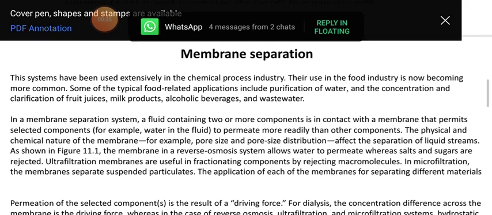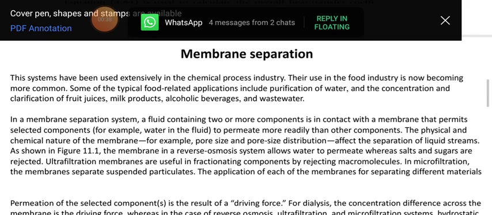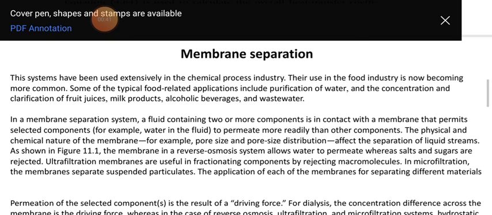In membrane separation, a membrane is used, which may be a plant based membrane or an animal based membrane, and by using this membrane the separation of certain compounds is done. For example, the sieve which we use at home for pouring tea, or for removing certain things from the flour. That is not actually a membrane, but you can consider that sieve as a membrane, and that separation process is known as purification or separation by using a membrane.